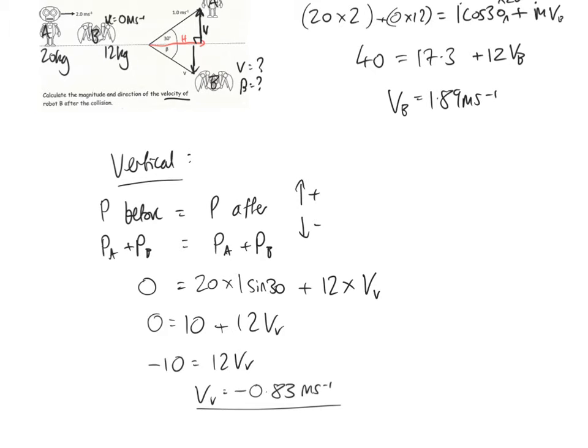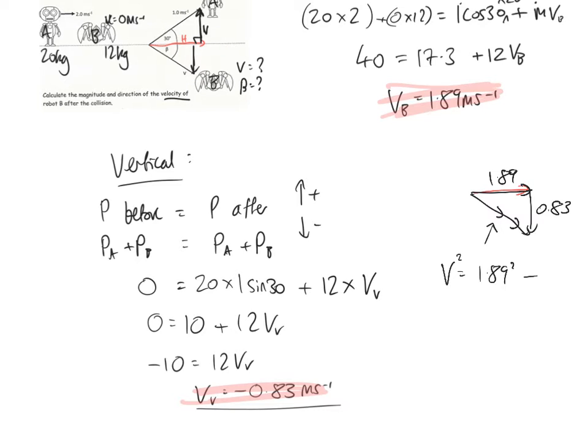Now to find the actual velocity, remember we've got one component over here and the other component over here. Just like earlier, we can turn those two into a vector diagram if it helps visualize it. In the horizontal, we've got 1.89. In the vertical, we've got negative, so downwards, 0.83. And the resultant is this one here. So we can use Pythagoras again to find that velocity. Solve that equation, and you will get approximately 2.1 meters per second.